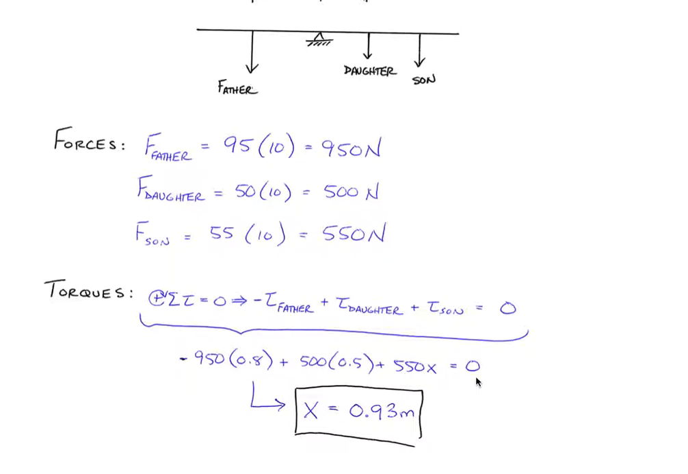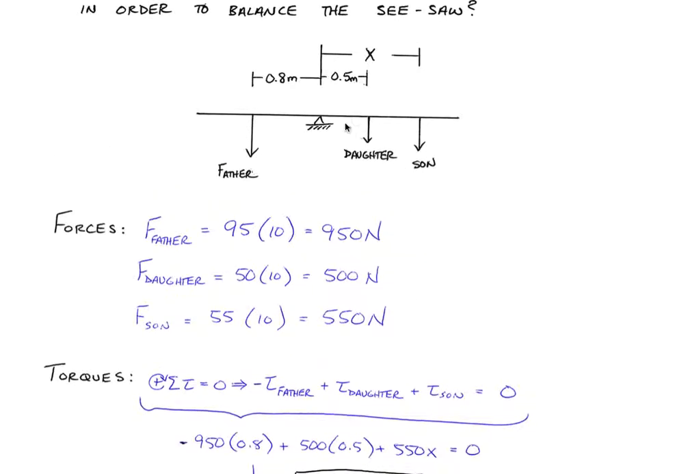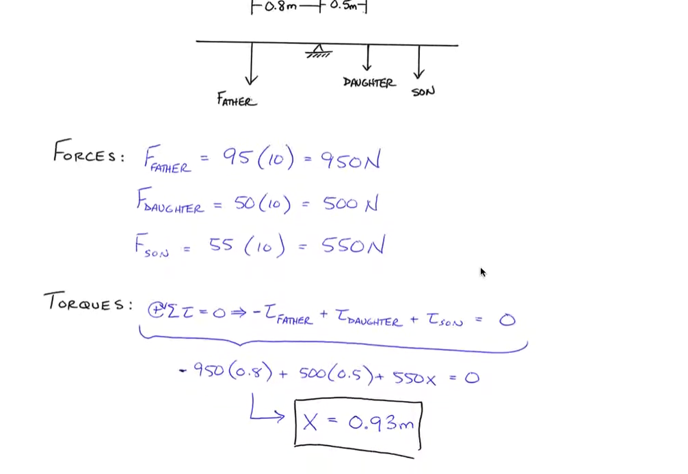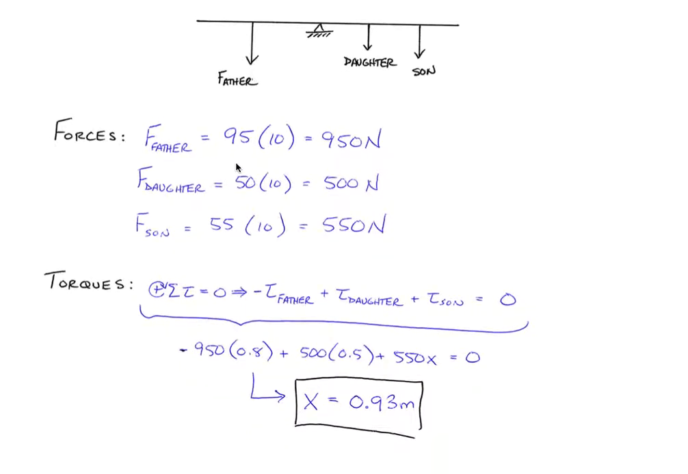The only way that's possible, if I solve for x, is if x is in fact 0.93 meters. So the son must sit 0.93 meters from the fulcrum on the same side as his sister. It's the only way that equilibrium will exist in this situation. So just remember the general idea with these problems, not always, but generally: calculate your forces and then make sure that you sum the torques properly with the right direction, clockwise, counterclockwise, and it should add up to 0.